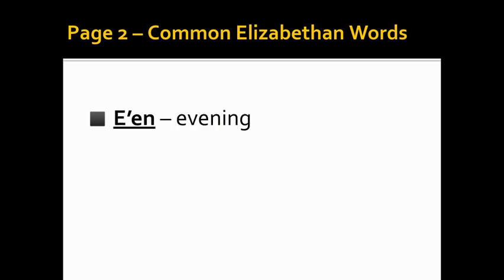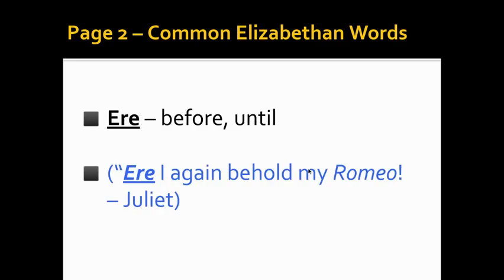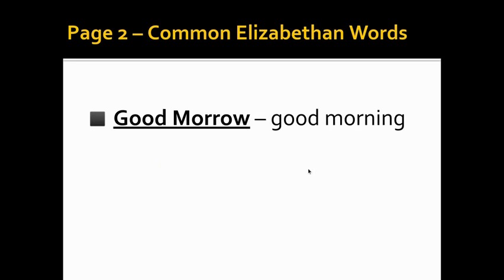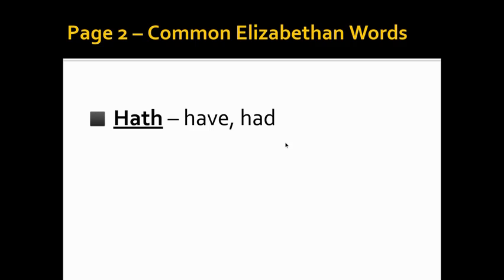Goodeen means good evening, just a contraction. Don't use it anymore. Ere means before or until, and in the play, Juliet says, ere I again behold my Romeo. Good morrow, just means good morning. Easy way to remember that is like tomorrow. Hath is just have or had.